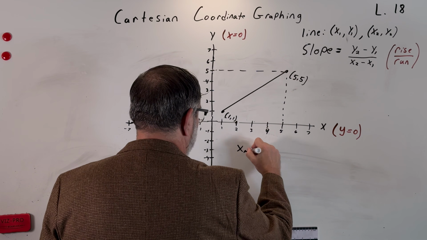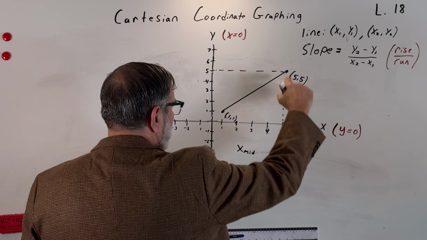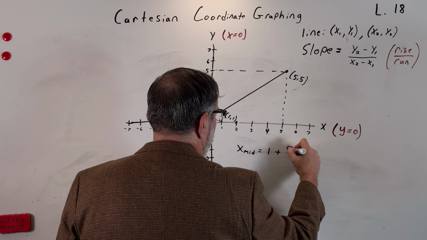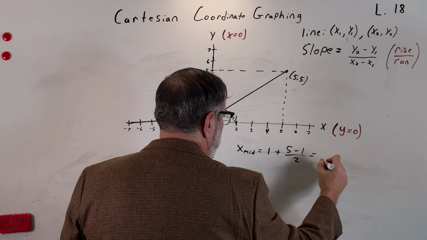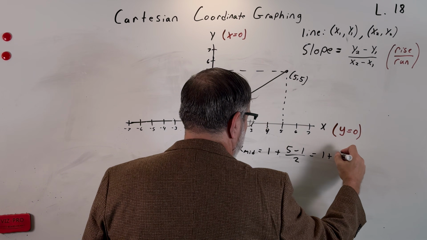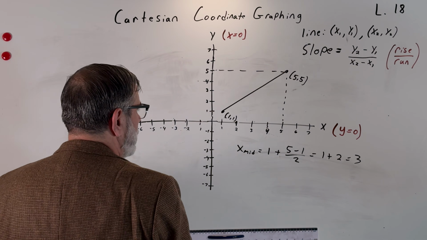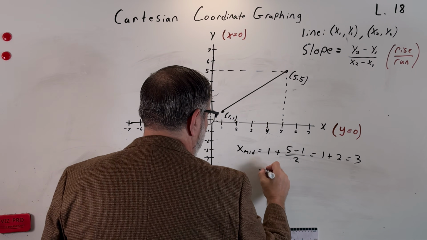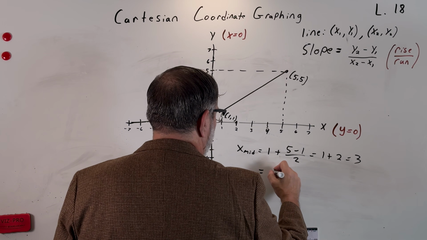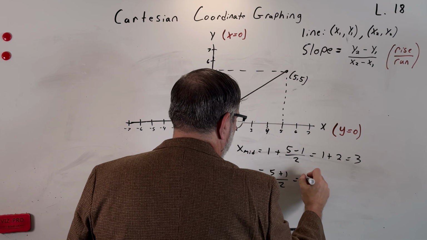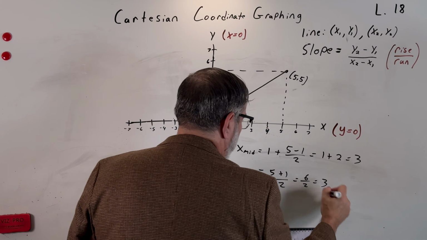So we'll say x mid. That's the x midpoint. And we'll have a y midpoint. And that would be 1 plus 5 minus 1 over 2, which of course would give us 1 plus 4 divided by 2 is 2, which gives me 3. But this is also just the average of these 2 points. I could have written it as 5 plus 1 divided by 2, which is 6 divided by 2, which is 3.